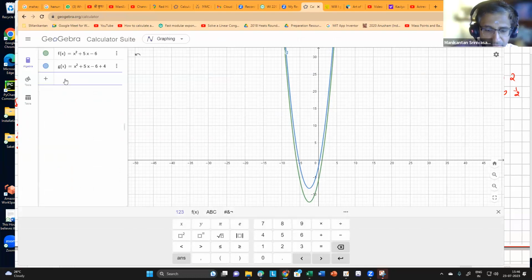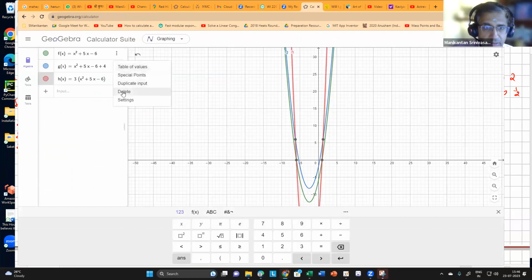Okay, 3 times. I'll just literally write this. I don't know how to copy this. x square plus 5x minus 6. Okay, I'll delete this, otherwise it'll be too confusing. Or is there a way to?